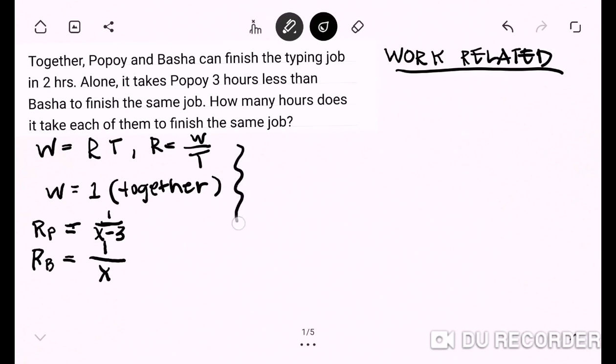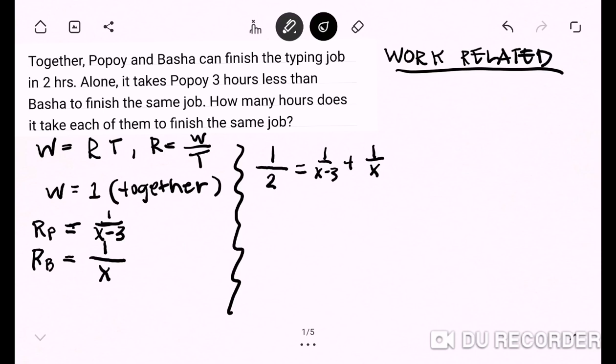So we all know this time that the rate of work nung dalawang tao kaya nilang tapusin in 2 hours. So this is equal to pag pinagsama natin yung rate of work ni Popoy at ni Basha. Okay. So medyo familiar na yung ating equation. So from this, pwede na nating i-simplify yung ating quadratic equation in rational form.